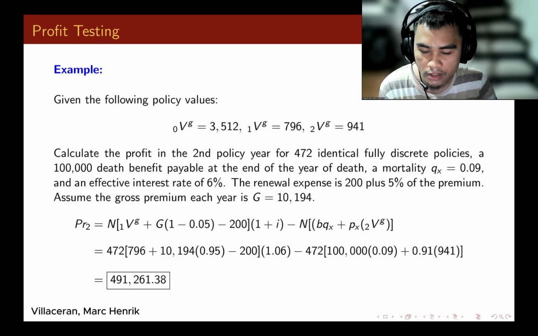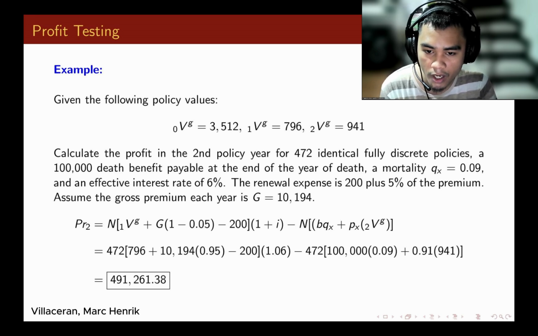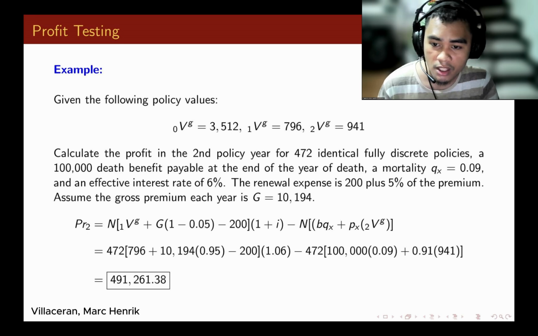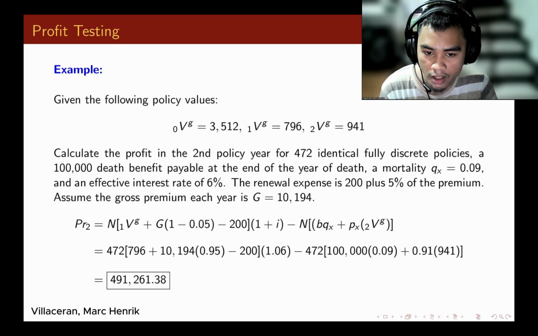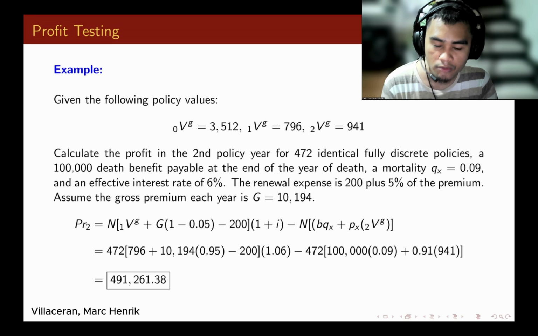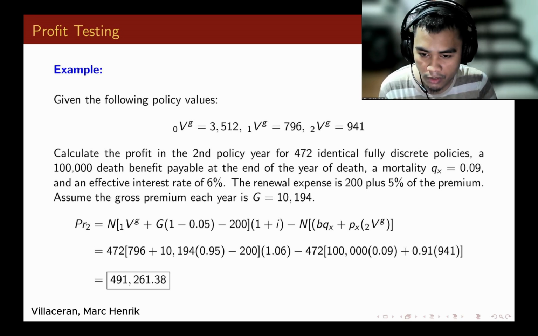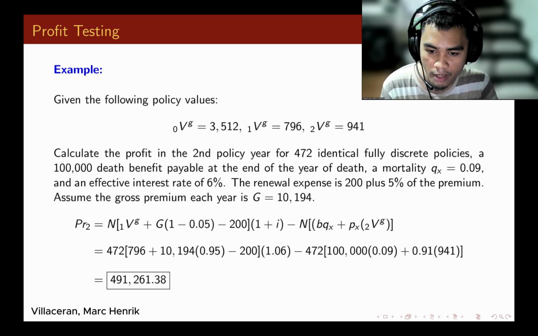So first, we denote the profit in the second policy year as PR sub 2, which is equal to n, the number of identical fully discrete policies, multiplied by the quantity of the gross benefit reserve at time 1 plus the gross premium, multiplied by the quantity of 1 minus the 5% renewal expense, minus 200 of the renewal expense, multiplied by the quantity of 1 plus the interest, minus n multiplied by the quantity of the death benefit times the mortality q sub x, plus the survival probability p sub x times the gross benefit reserve at time 2. So let's substitute the values. First is n, which is 472.